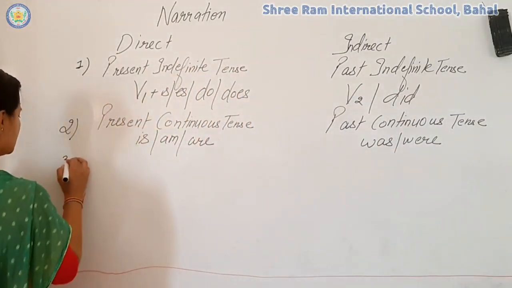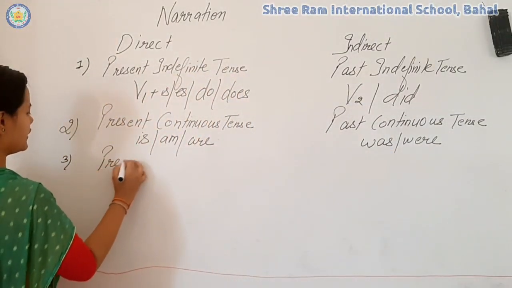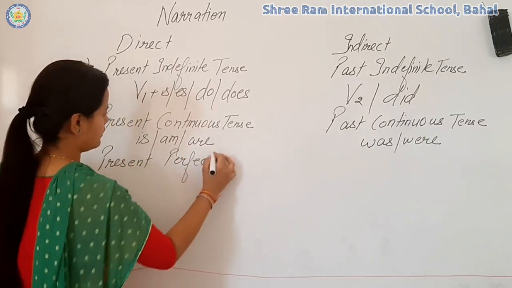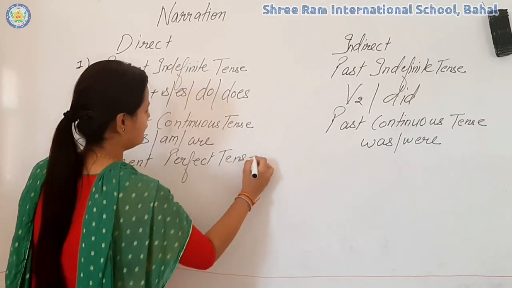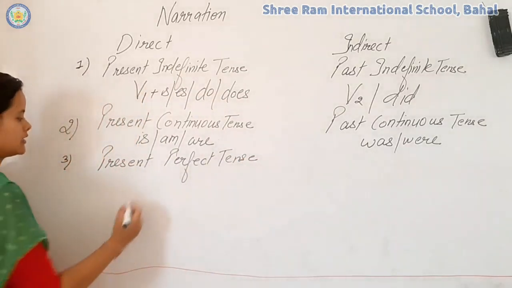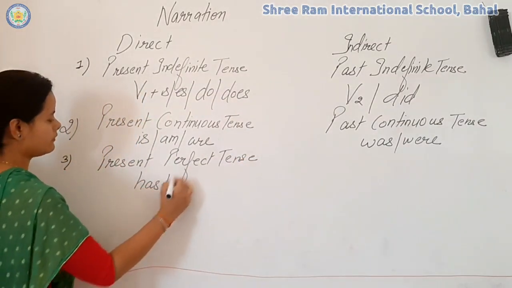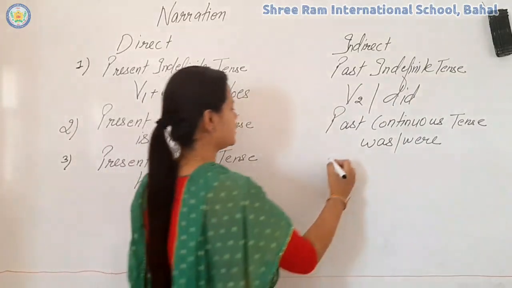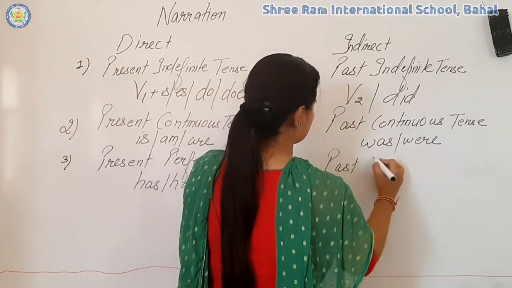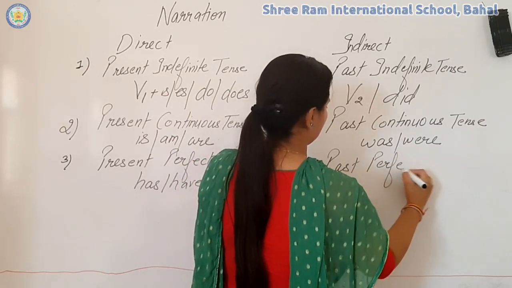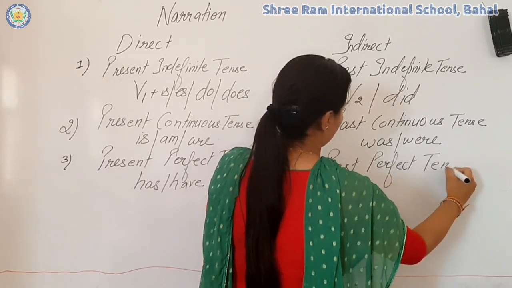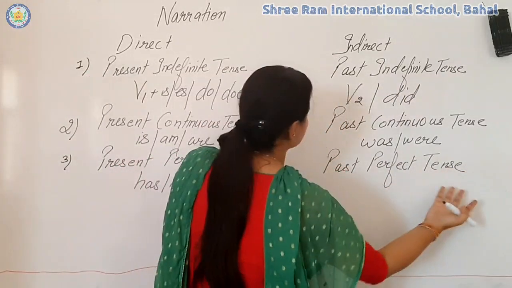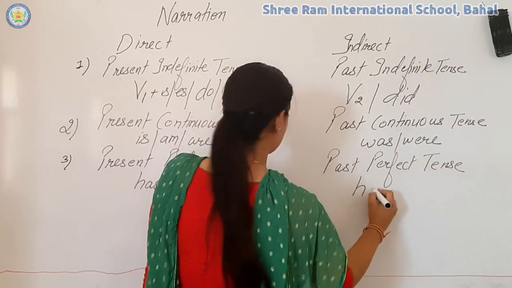Now the third one is present perfect tense. And what is the helping verb of present perfect tense? The helping verb is has, have. And you have to change it into past perfect tense. And what is the helping verb of past perfect tense? The helping verb is had.